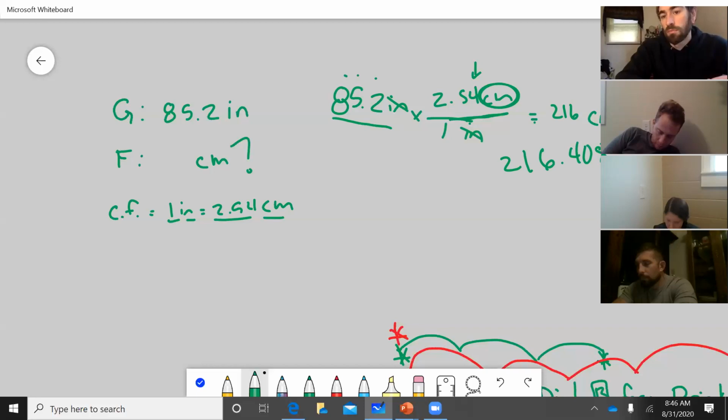So if you are converting and you're using something like 1 meter is equal to 100 centimeters, this is not going to limit you to 1 sig fig. It'll be whatever your given information is. Just for the sake of this class, think of your conversion factor as having an excess amount of sig figs.